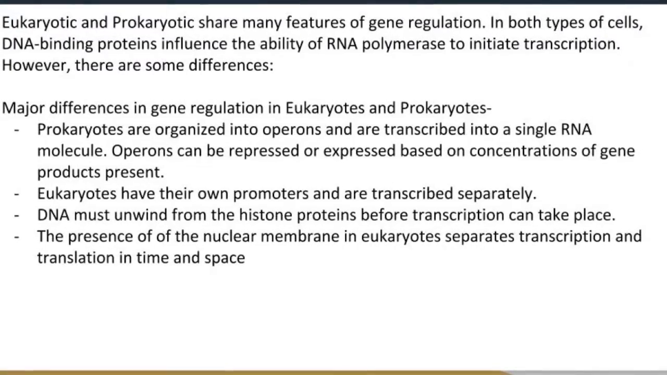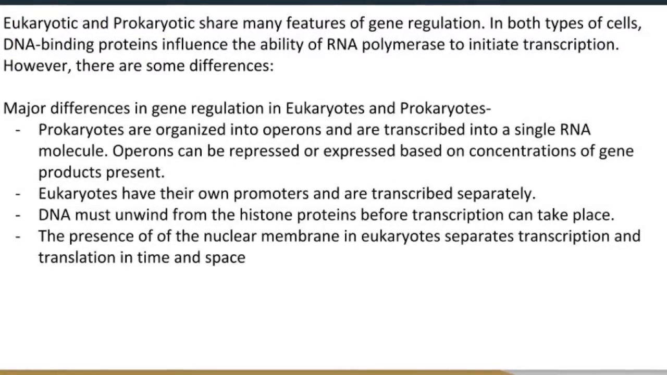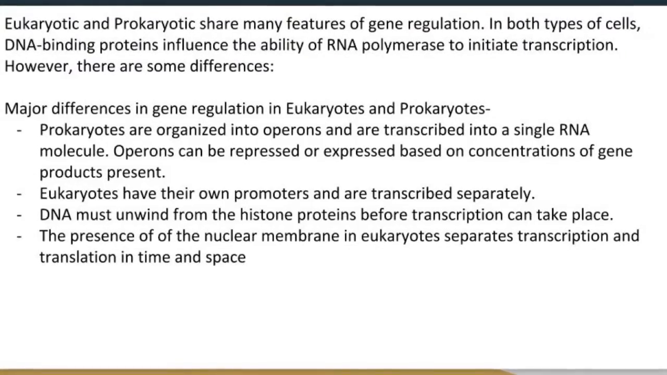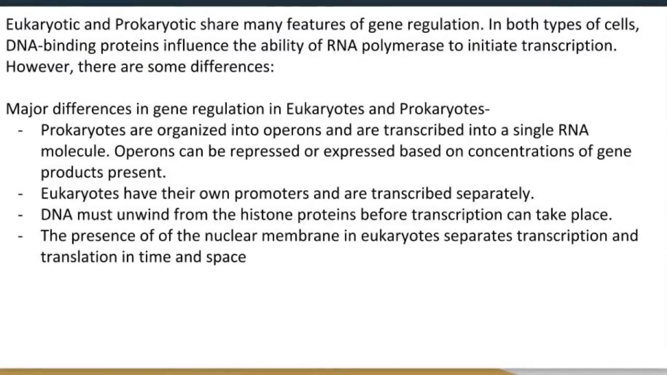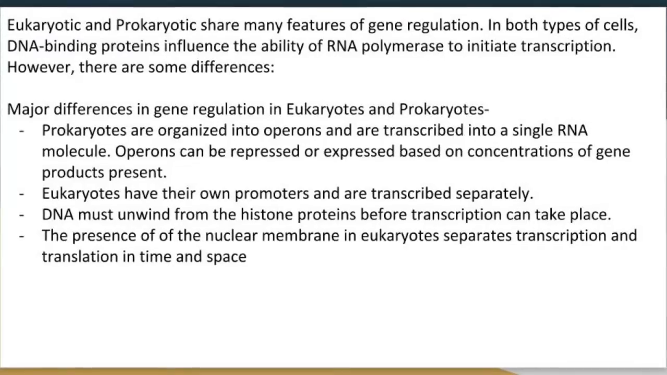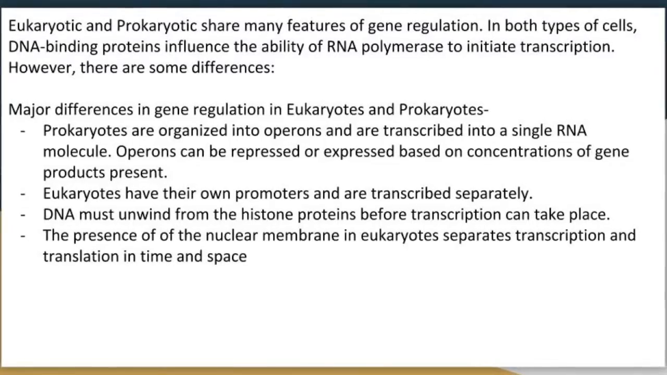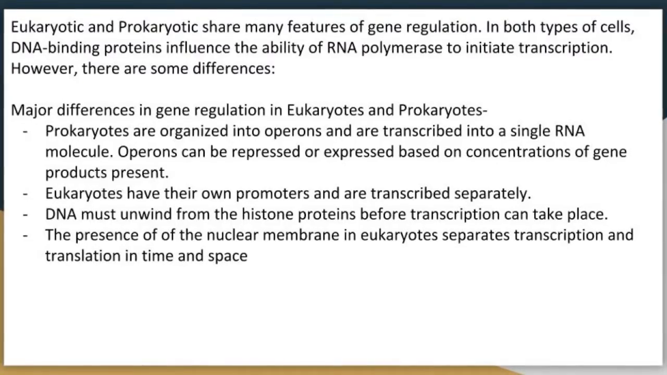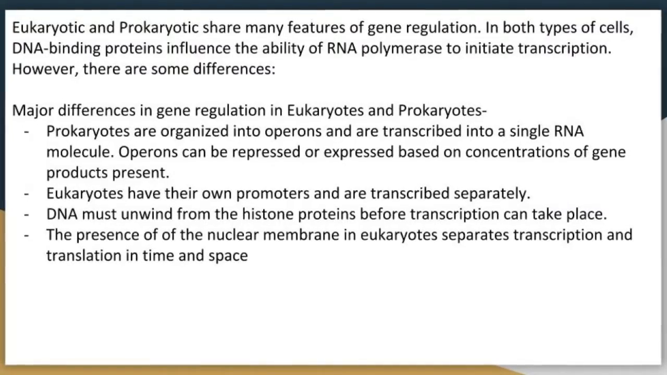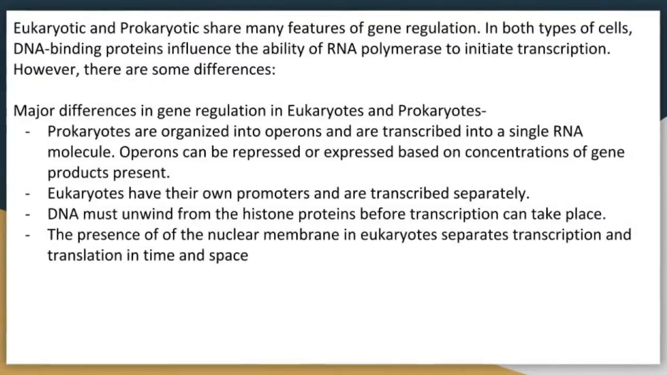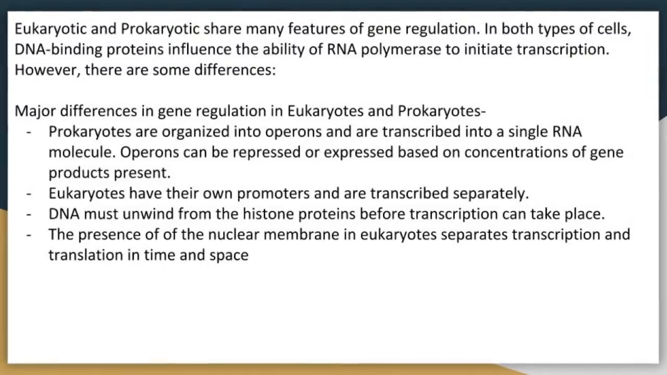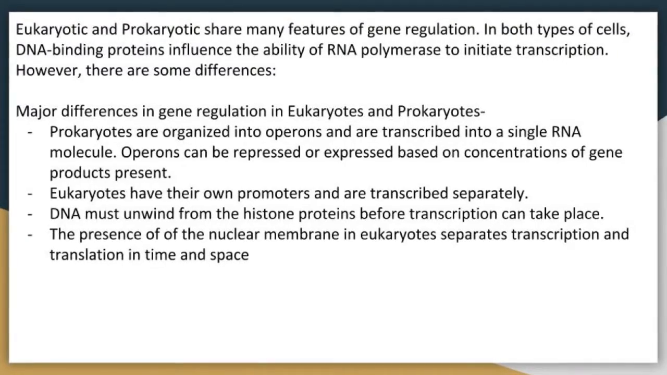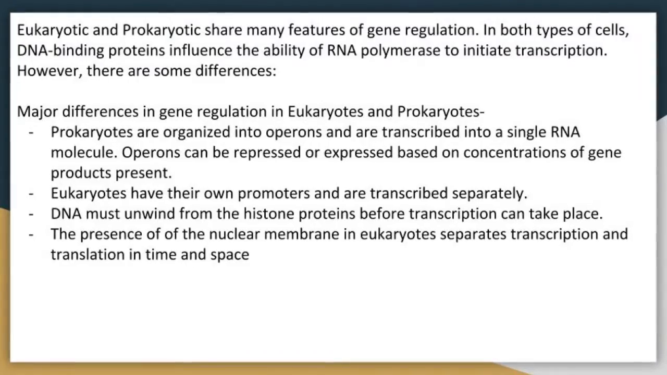Here are some of the major differences in gene regulation in eukaryotes and prokaryotes. Prokaryotes are organized into operons and are transcribed into a single RNA molecule, whereas eukaryotes have their own promoters for each gene and are transcribed separately. In eukaryotes, DNA must unwind from the histone proteins before transcription can take place, and the presence of the nuclear membrane in eukaryotes separates transcription and translation in time and space.